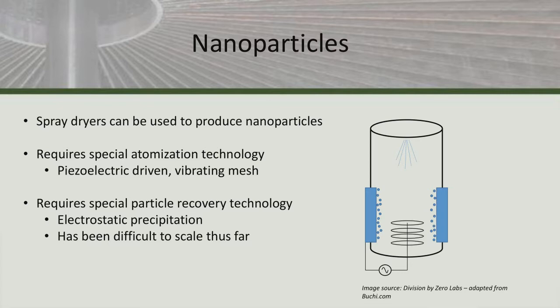Although electrostatic precipitators thus far have been pretty difficult to scale up. So you typically only see nano spray dryers in labs as a lab scale device. Basically, with an electrostatic precipitator, you have to open it up and scrape the powder off of the electrodes using a rubber spatula. So it's a very manual process.